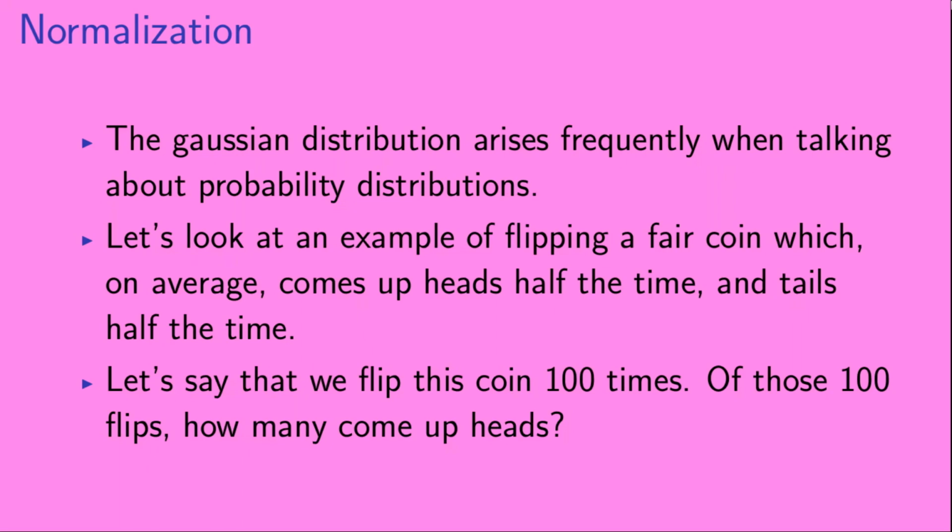The Gaussian distribution arises frequently when talking about probability distributions. Let's look at an example of flipping a fair coin which, on average, comes up heads half the time and tails half the time. Let's say that we flip this coin 100 times. Of those 100 flips, how many come up heads?